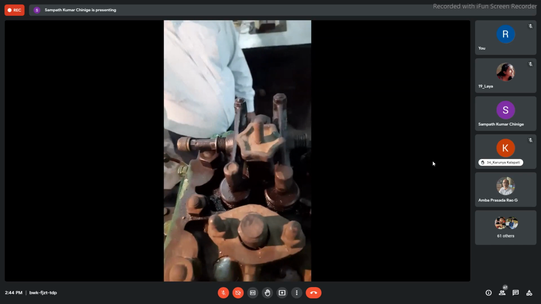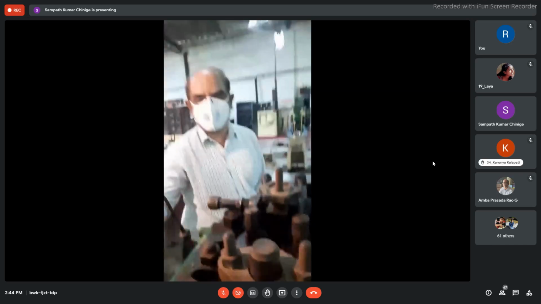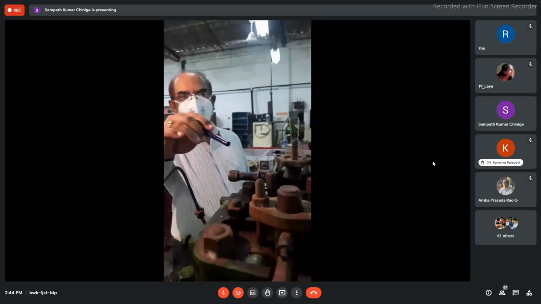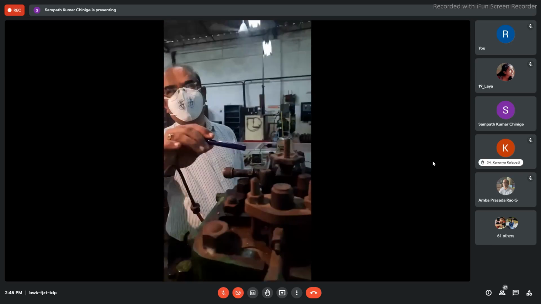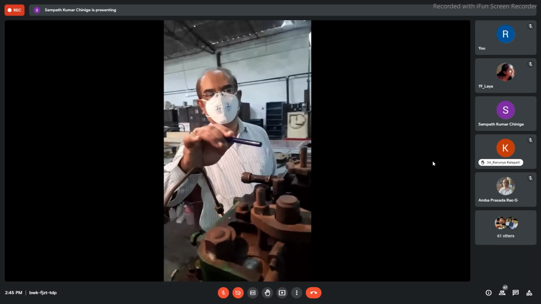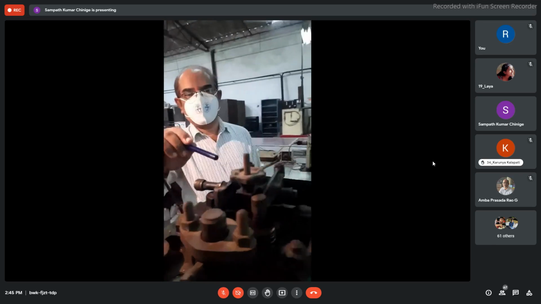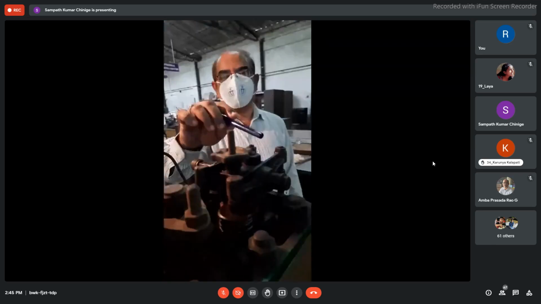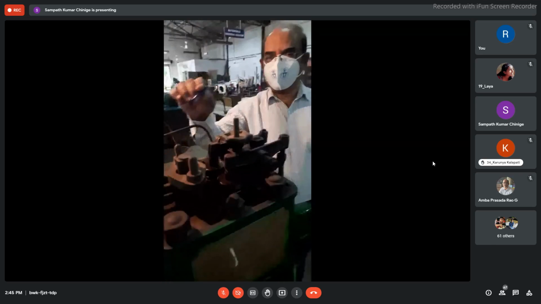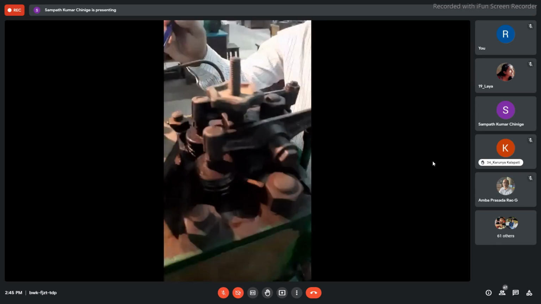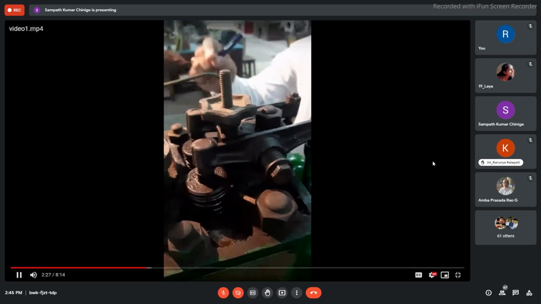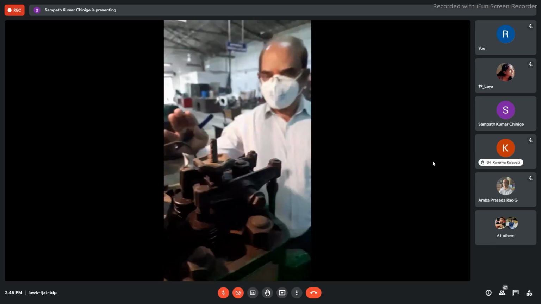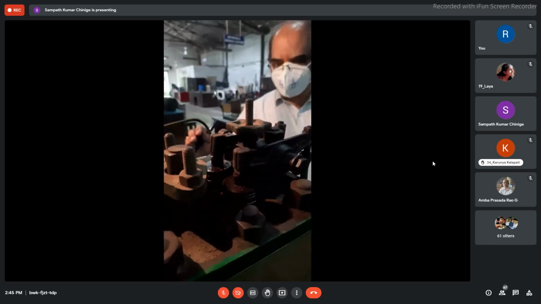Now the valve timing diagram, as I told you in the previous class, helps us to know the exact points where the inlet valve opens and closes, and where the exhaust valve opens and closes, and also the fuel injection beginning as well as the fuel injection timing. These events are represented with the help of a valve timing diagram. Now, of course, we are performing on this engine.